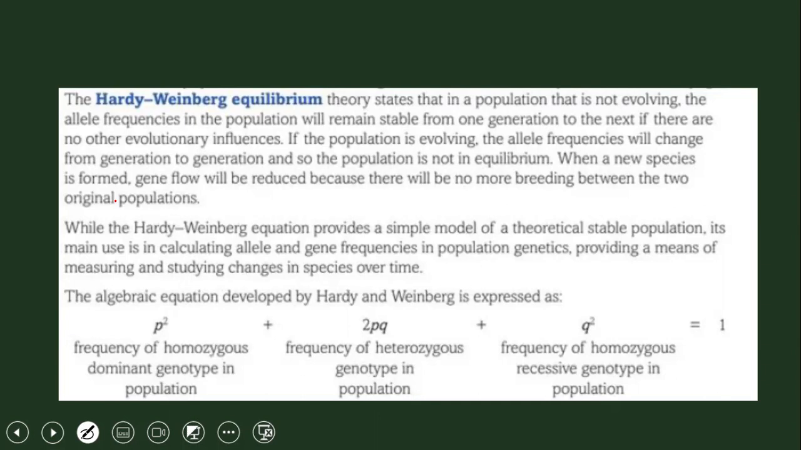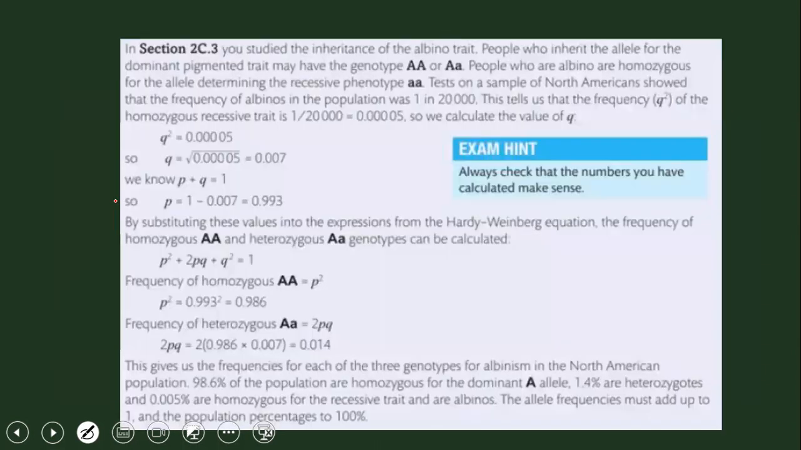So this is the equation: p squared, the frequency of homozygous dominant genotype in a population, plus 2pq, which is the frequency of heterozygous genotype in a population, plus q squared. q squared represents the frequency of homozygous recessive genotype in a population. And all of that is going to add up to be equal to 1.